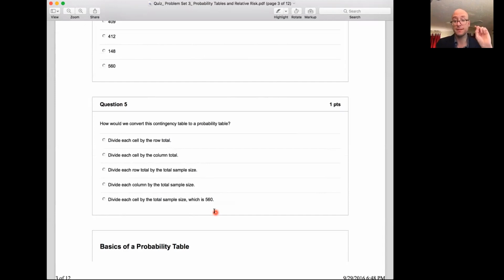Okay, remember a probability table is defined by, well, probabilities themselves are bound by 0 and 1. So that's the first thing we have to know. So think about what you would do beforehand. What I would do is I would divide each cell by the total sample size.